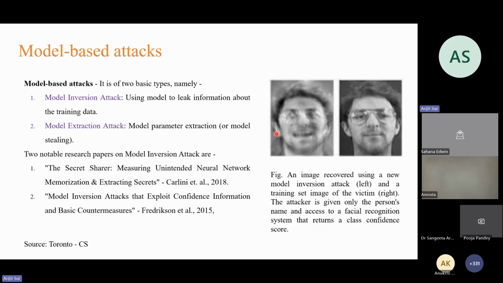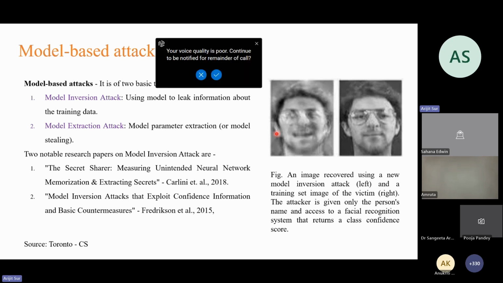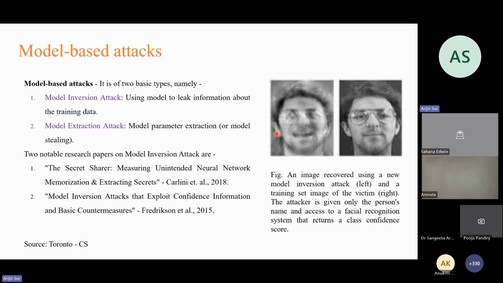The input images are not open to all. Sometimes we require getting some input image. So here, the attacker is given only the person's name and access to the facial recognition system, that is, the model that returns a class confidence score. And by this kind of attack, they find out what the input is. So this is called a model inversion attack.